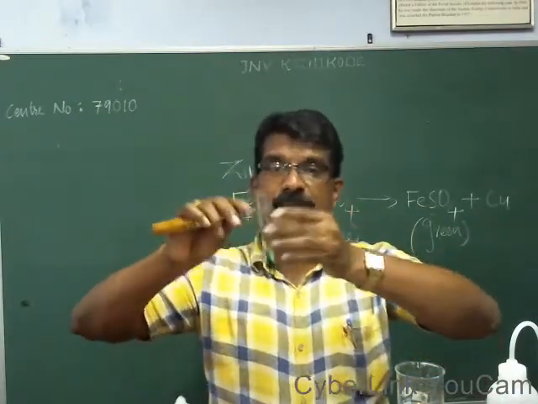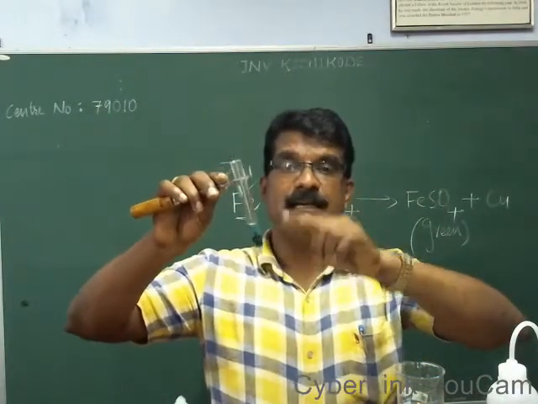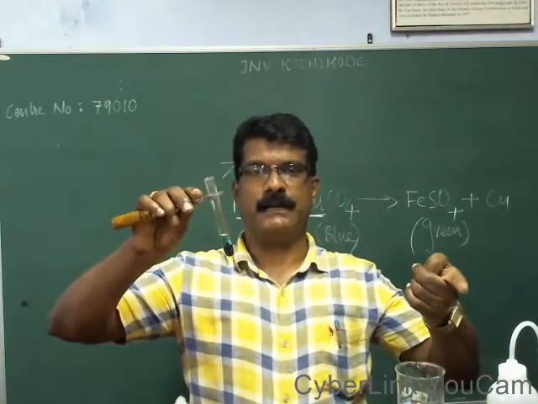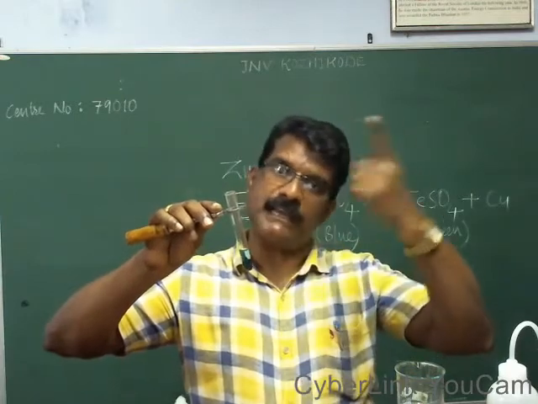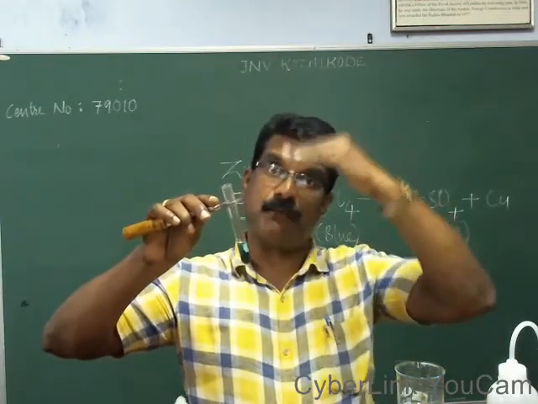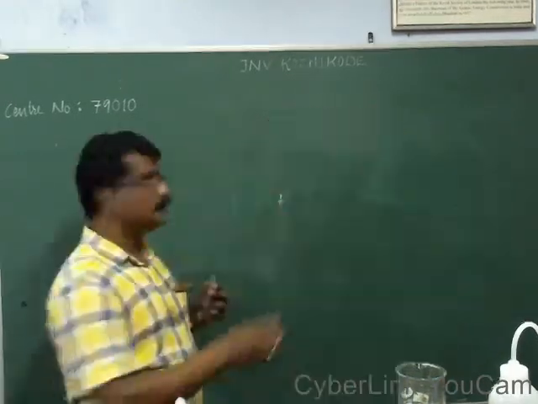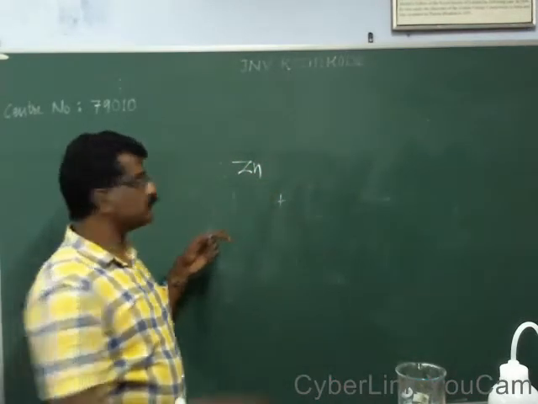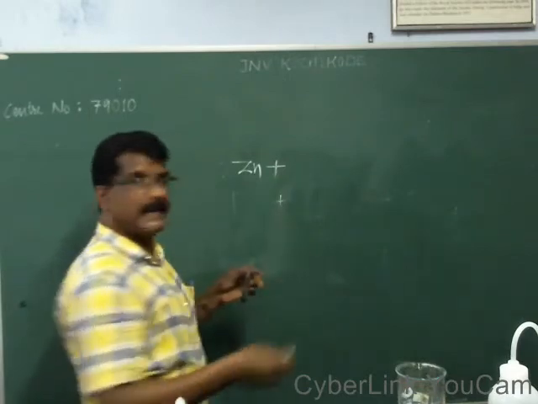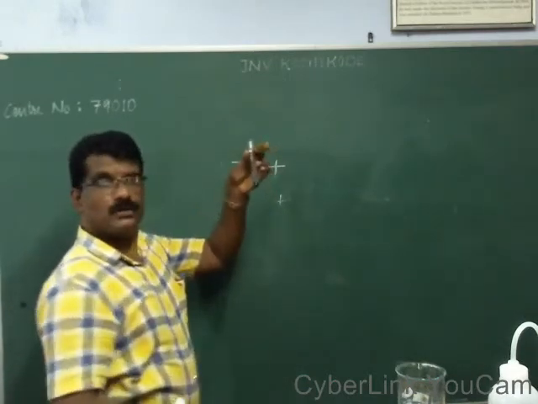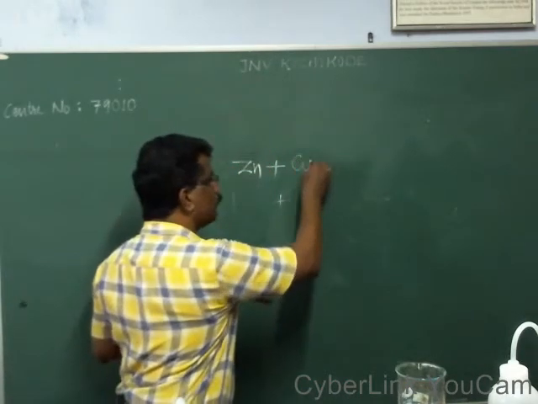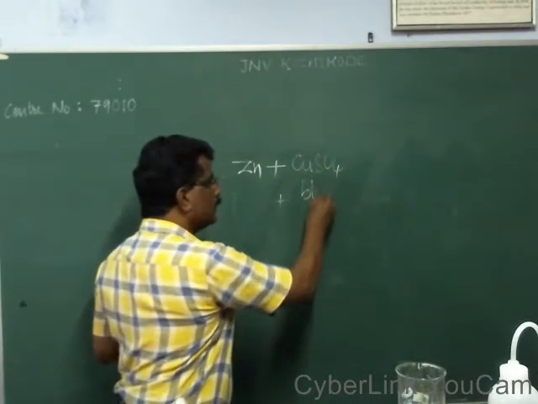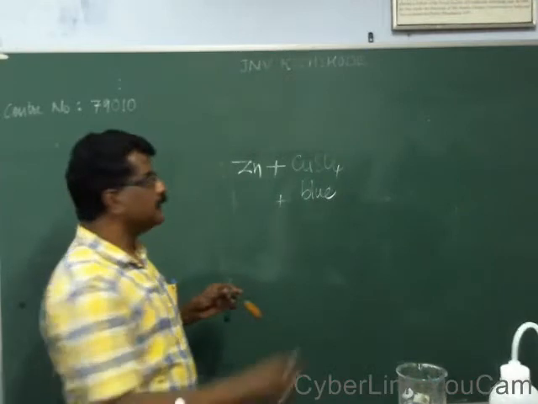So from this what we can understand? We can understand that zinc is more reactive than copper. Are you clear? Zinc is even more reactive than iron; it comes above iron in reactivity. So we have taken zinc, Zn, and we added zinc into CuSO4, copper sulfate. Copper sulfate is actually blue in color.